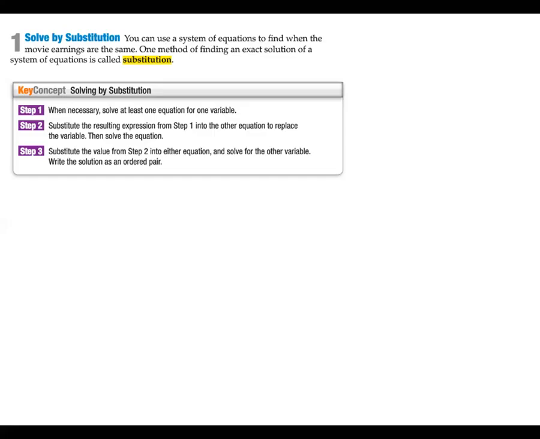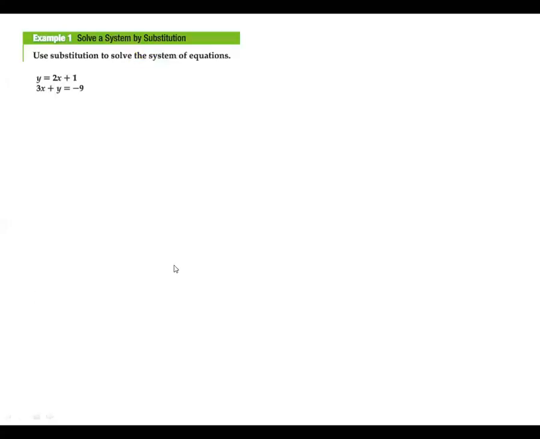Now, when I read that, your head's probably spinning like, oh my, substitute this into that, then take this and put it here or there. What on earth is he talking about? It's pretty straightforward once we go through an example.